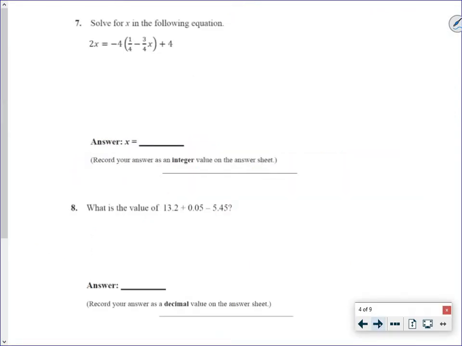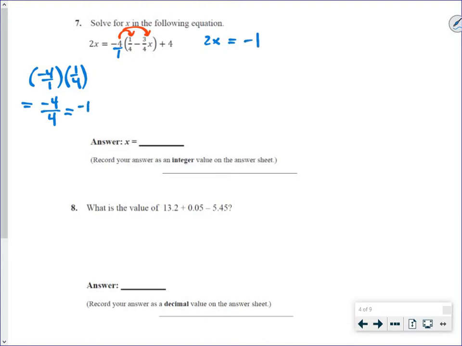Moving on. Number 7, solve for x in the following equation. So kind of similar to the one we just saw. What we need to do is distribute this negative 4 into each thing here. If it makes it simpler for you, you can write that over 1. So next step we would have 2x equals, okay, so negative 4 over 1 times 1 over 4. So negative 4 times positive 1 is negative 4, and 1 times 4 on the bottom is 4. Negative 4 divided by 4 is negative 1. So I have negative 1 there.